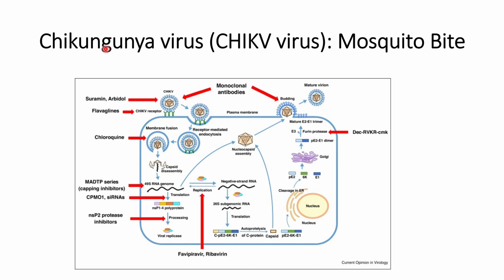In this video, we will discuss the Chikungunya virus that is caused by mosquito bites. We will discuss how this virus gets replicated and affects the cells of the host, and what are the possible ways in which this virus can be stopped at various steps. So this is the Chikungunya virus, or it is known as the CHIKV virus.